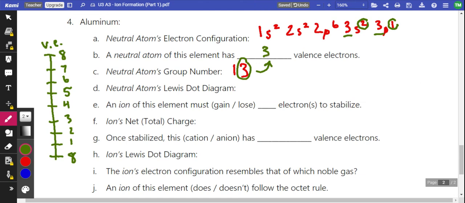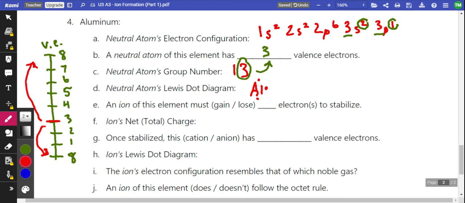Nice. All right. So I could draw out aluminum's Lewis dot diagram by giving it 3 electrons. Cool. So if aluminum is starting with 3 valence electrons here, what is it going to do? Is it going to try and gain 5 electrons or lose 3 electrons? Which is going to be easier?